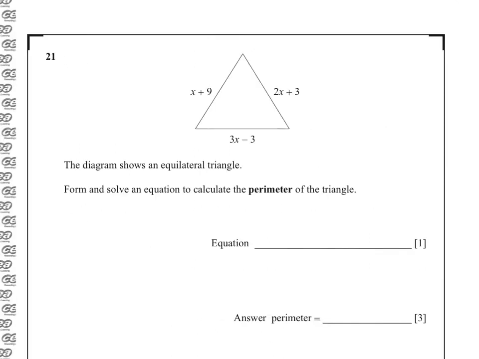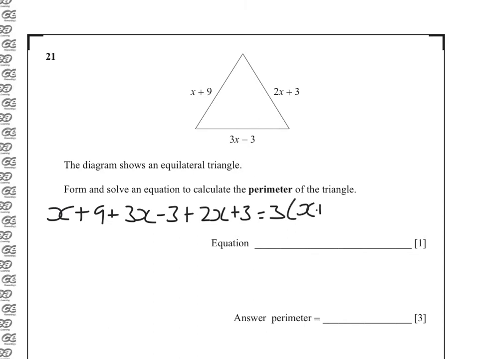It's an equilateral triangle, which means that all the sides must be the same length, and the perimeter is got by adding the 3 sides together, and that has to equal 3 times one of the sides. So I'm going to use x plus 9. x plus 3x is 4x, plus 2x is 6x. 9 take away 3 is 6, and 6 plus 3 is 9.